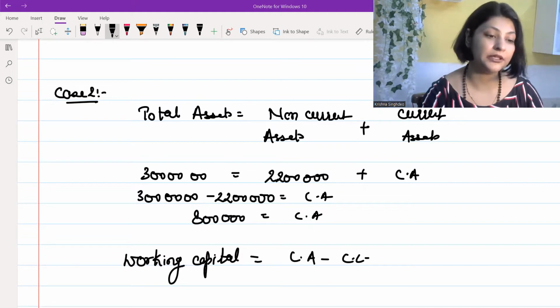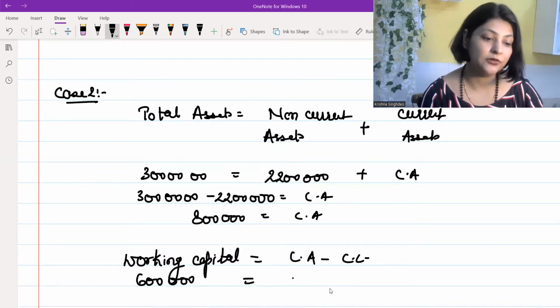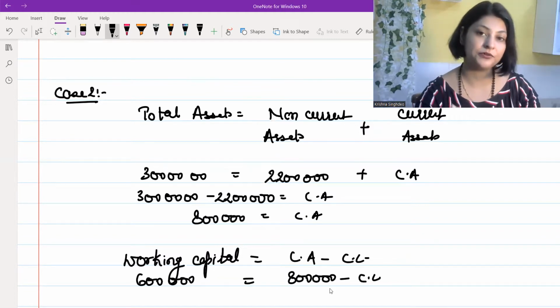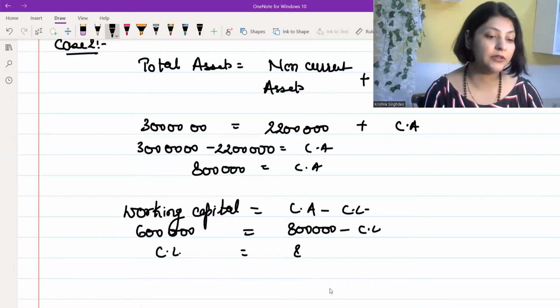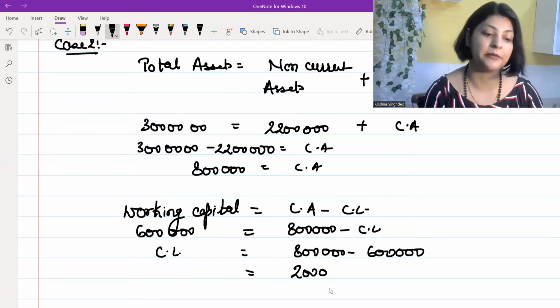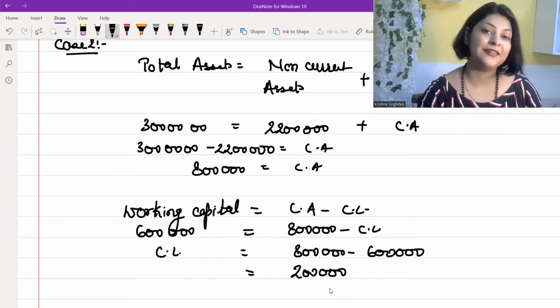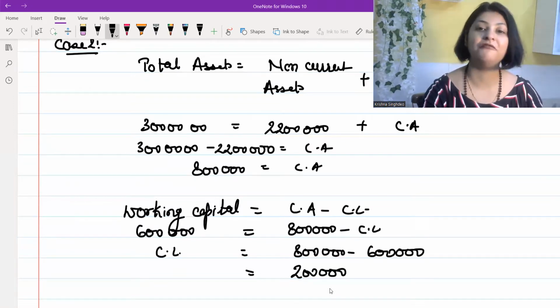Is working capital given in the question? Yes, working capital is given as 6 lakh rupees in the question. So I'm going to write over here 6 lakh rupees working capital. 6 lakh is equal to CA, which I know now is 8 lakh rupees, and CL is still to be found. So what are we going to do? We will take this current liability this side, so the sign changes and becomes positive, and we will bring this 6 lakh rupees over here. So this will become minus 6 lakh, and this is how I come to know that 2 lakh rupees is my current liability.